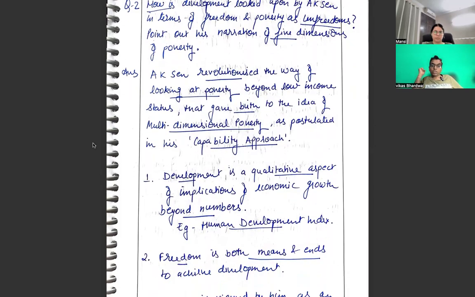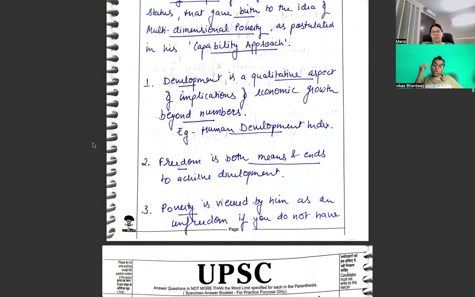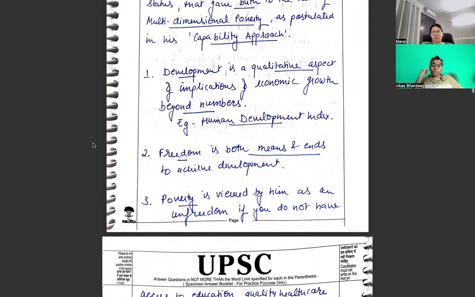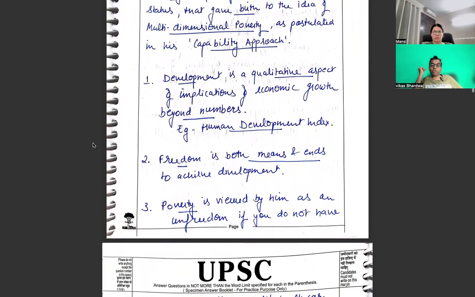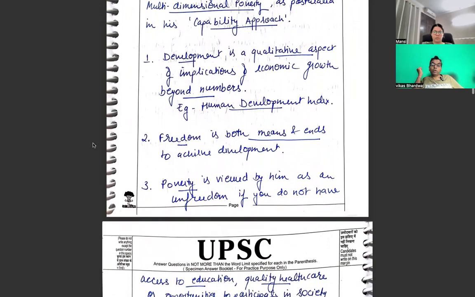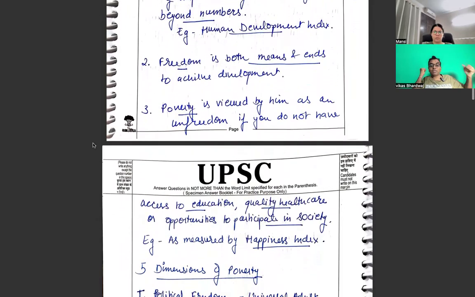A.K. Sen revolutionized the way of looking at poverty beyond the low income status, which gave birth to the idea of multidimensional poverty as postulated in his capability approach. I think wonderful start, good start, very comprehensive. Development is a qualitative aspect of implications of economic growth beyond numbers. Human Development Index. Freedom is both means and ends to achieve development.